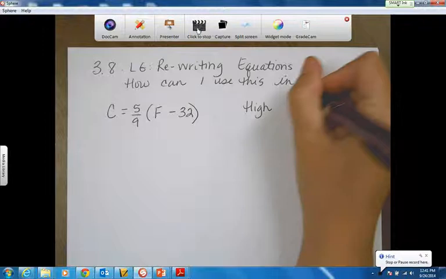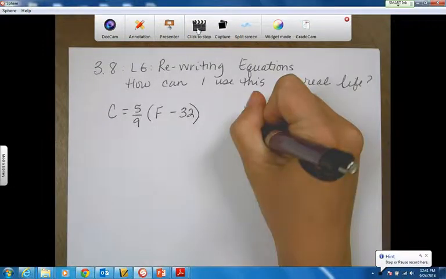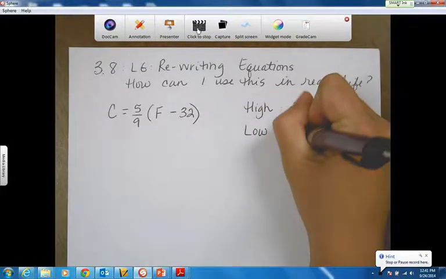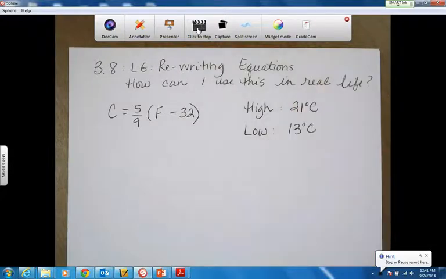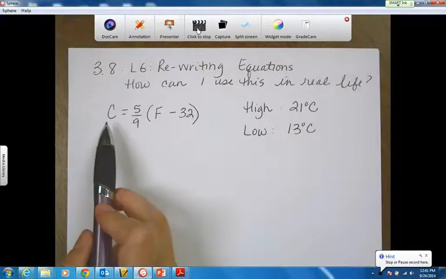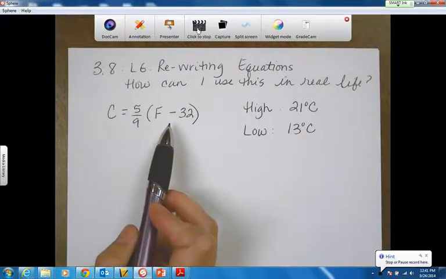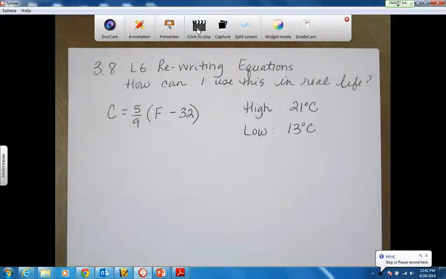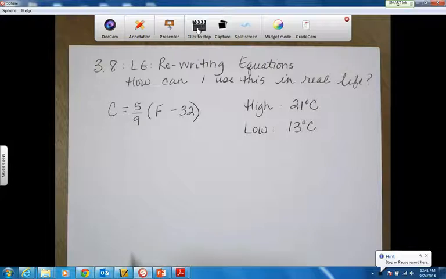would be. Okay? So well, I have a formula. I will just plug it into the formula, and I will figure out what this is for F. Okay? So let's start with the high. And we say, okay, the high today is 21 degrees Celsius. So I would plug in the 21 here, and I would have 21 equals 5/9 times F minus 32.